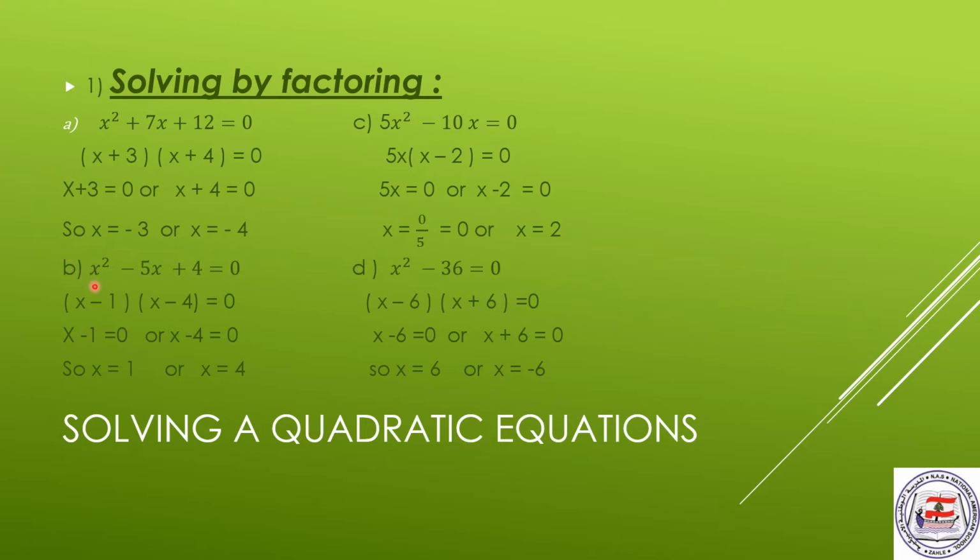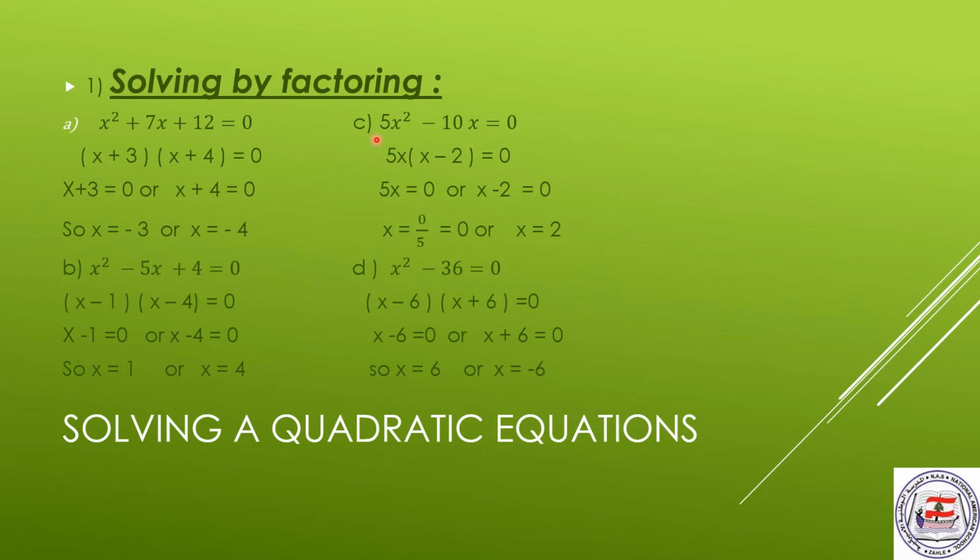And the second example B, factoring x squared minus 5x plus 4 equal to 0 in order to solve it. Again, we need to find two numbers where their product is 4 and their sum is negative 5. So it's (x minus 1)(x minus 4) equal to 0. Taking each factor equal to 0, it gives the roots x equal to 1 or x equal to 4.